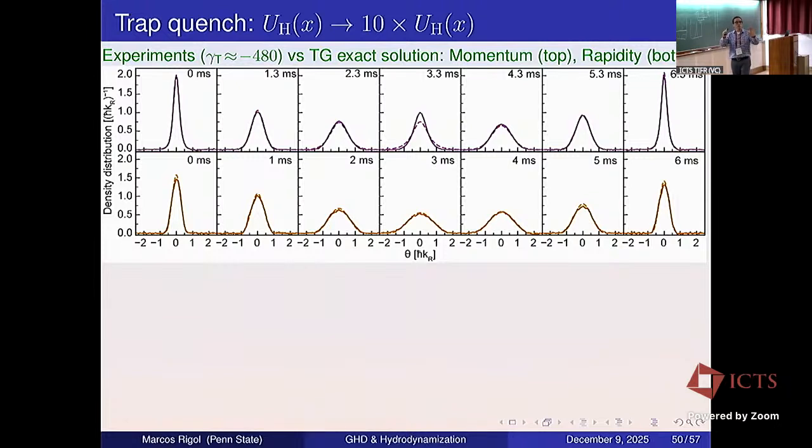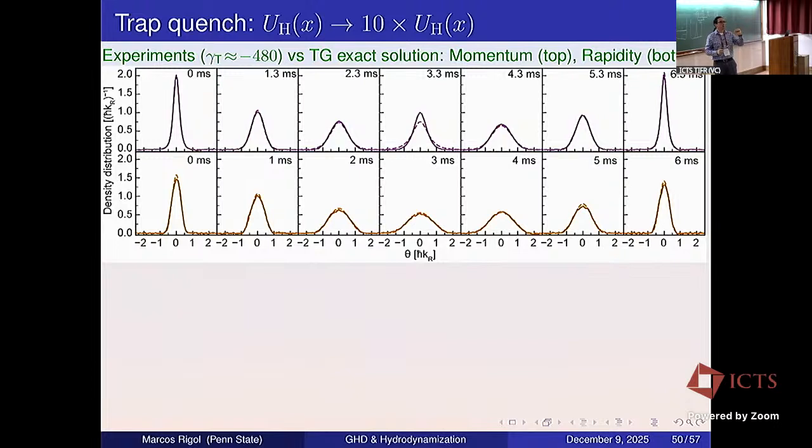So let me come back. You have a 3D Bose gas, and you load it in one dimension. So this is something we cannot simulate. I'm just curious, which GHD do you run? How do you mean which GHD? You start in the repulsive phase, you are changing the interaction.